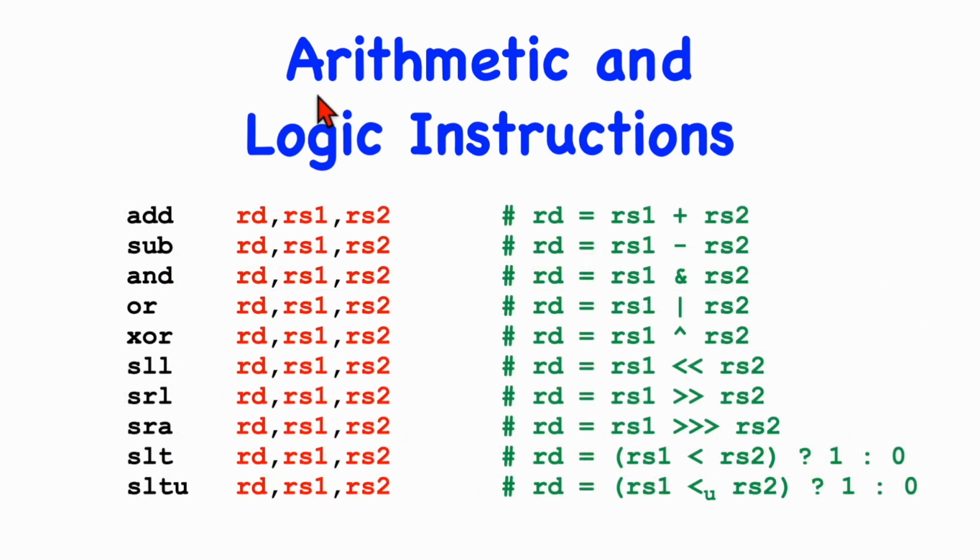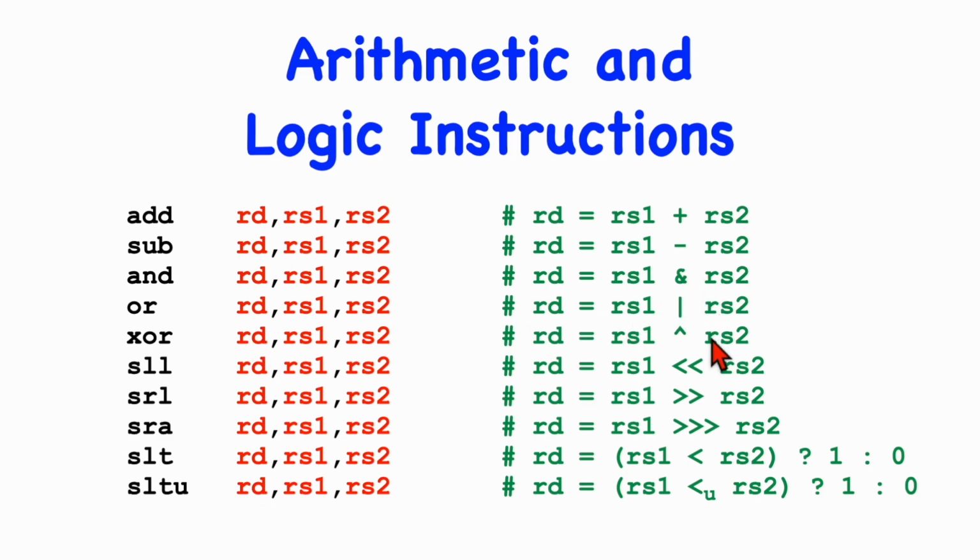Here are all of the RISC-V arithmetic and logic instructions using the register-to-register format. So you can see that both operands are coming from registers, and the result is being placed in a register. So we have addition and subtraction, and then we have the logical operations AND, OR, and exclusive OR.